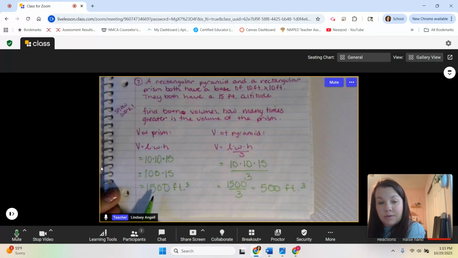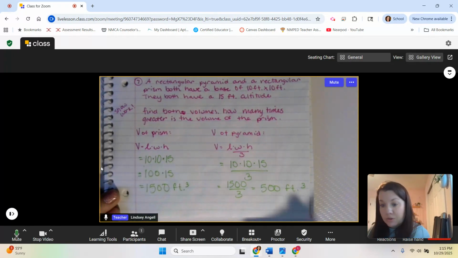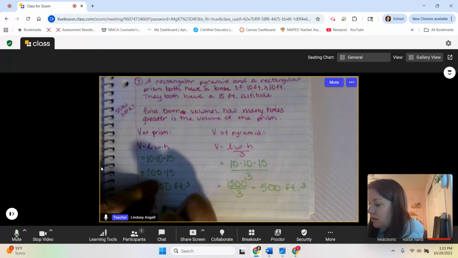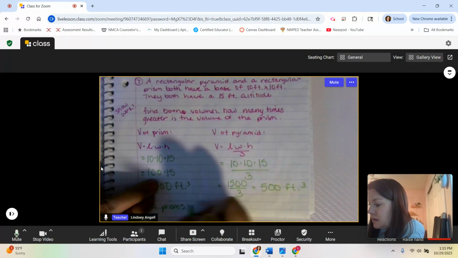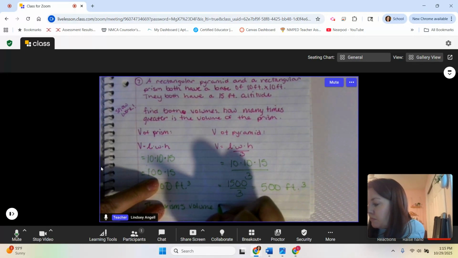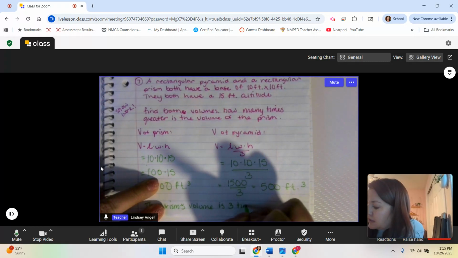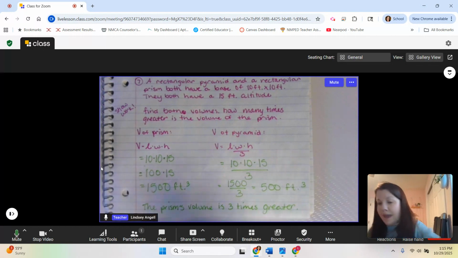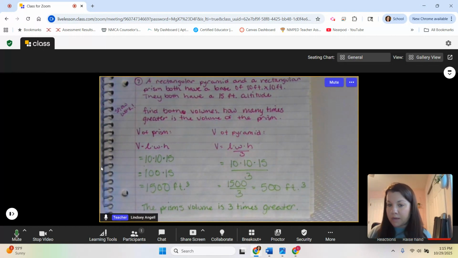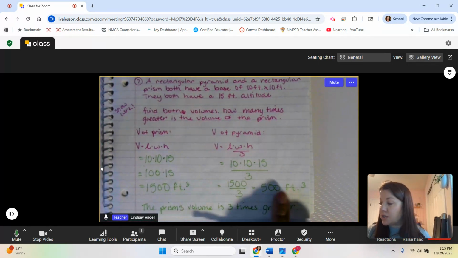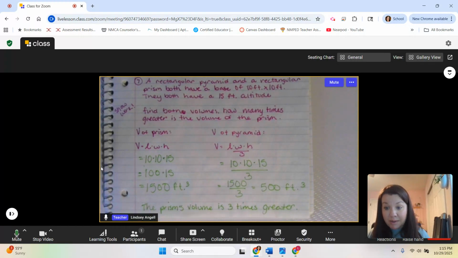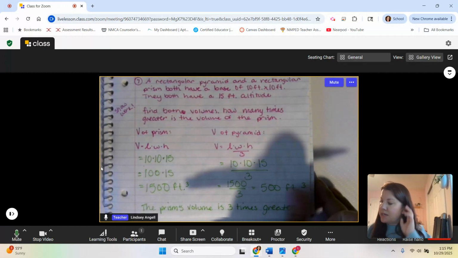So notice this is a greater number. Well, it's 3 times greater. We could say the prism's volume is 3 times greater. We know that from 2 different things. We know that one, because 1,500 is 3 times 500, but also because it was divided by 3, right? So it shows us in 2 different ways that it is 3 times greater.